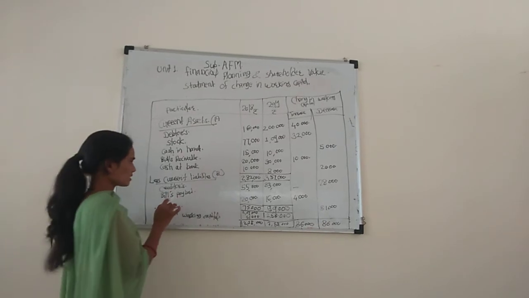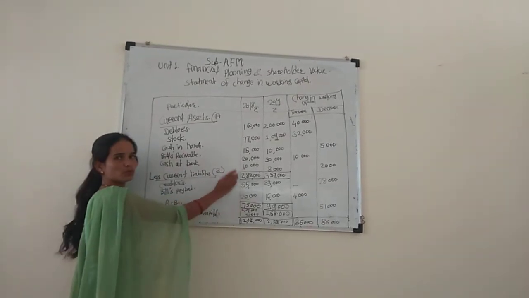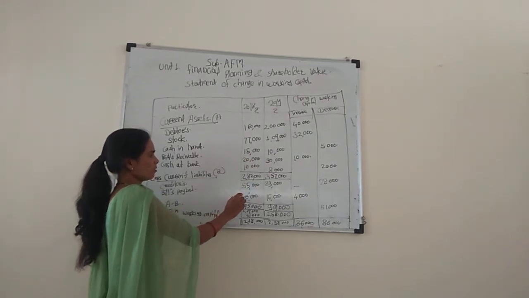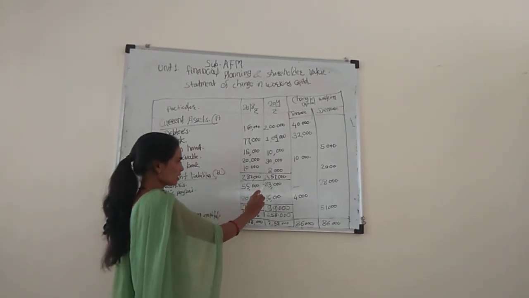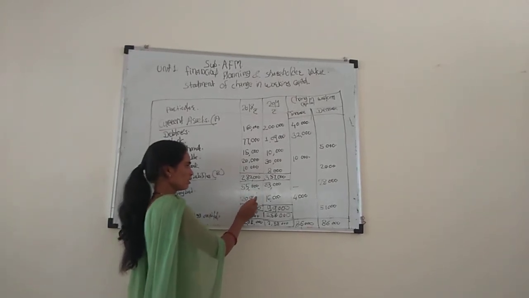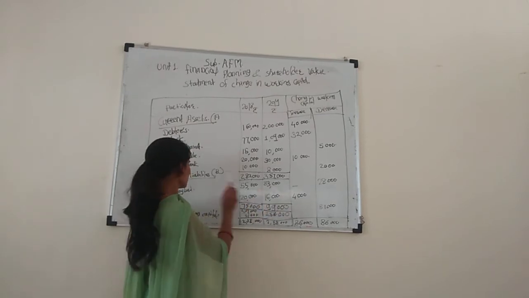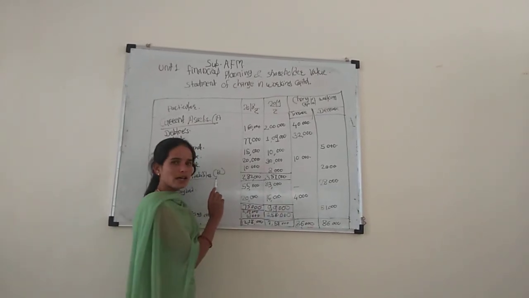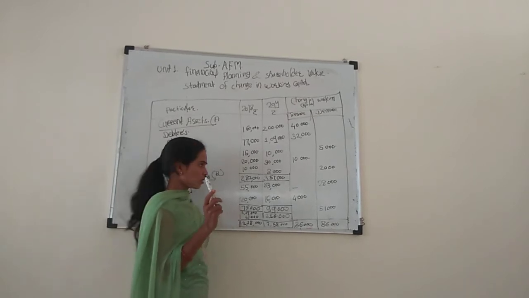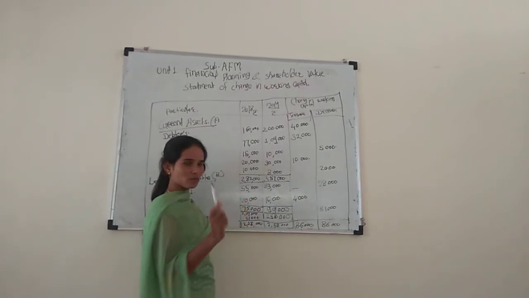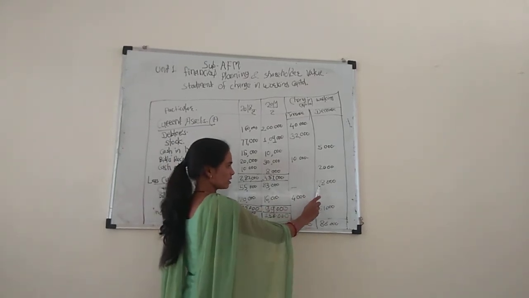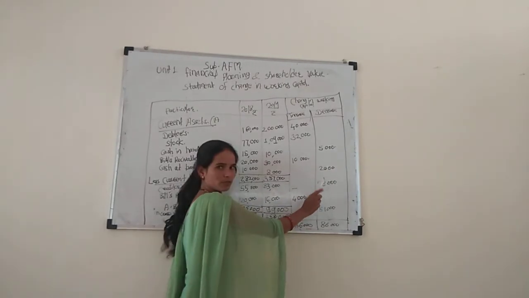First one is creditor. Creditor 55,000 in 2018 and 83,000 in 2019, means an increase. 83,000 minus 55,000 is a 28,000 increase. The creditor is a liability in any business and institution. This is the liability, means this is a loss of 28,000. That's why this is decrease column 28,000.